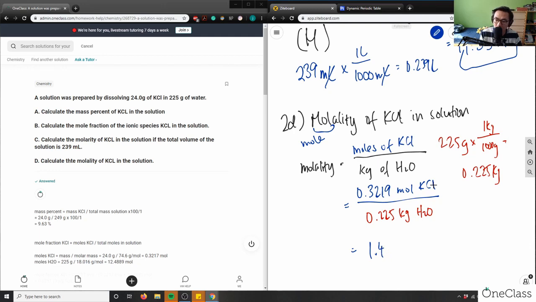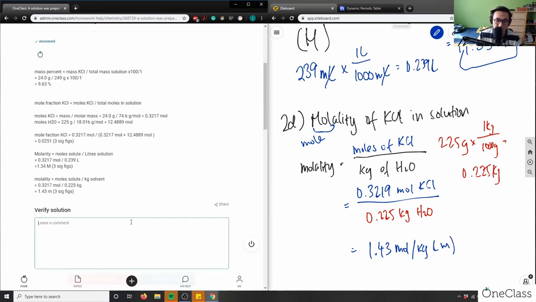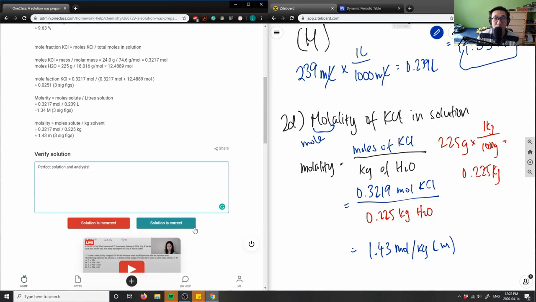So 1.43 is our molality for our solution here, and this is in moles per kilogram. 1.43 moles per kilogram. Again, 0.3219 divided by 0.225 gives you 1.43 moles per kilogram, or lowercase m if you want to use the units. So this is a great solution and analysis. That was question 2, by the way. That's one question.